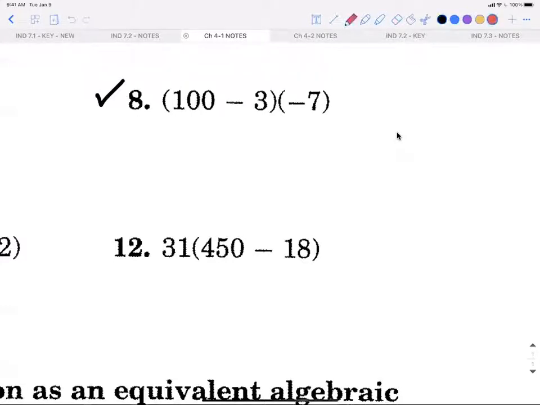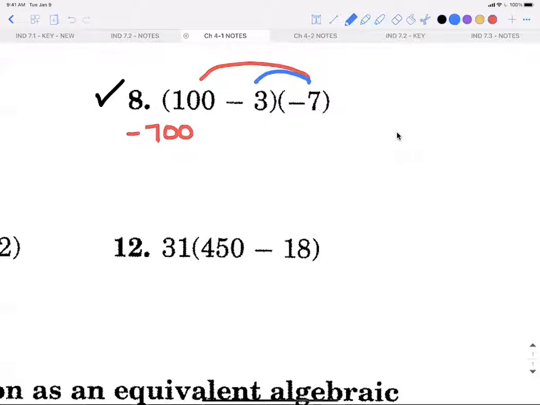All right, so first thing is we have to distribute, okay? And the reason they put parentheses around that outside -7 is because without the parentheses, it would almost look like subtraction. And so they wanted you to know that you were still supposed to distribute, okay? So the first step is -7 times a positive 100, which is -700. The next step is a -7 times a -3.